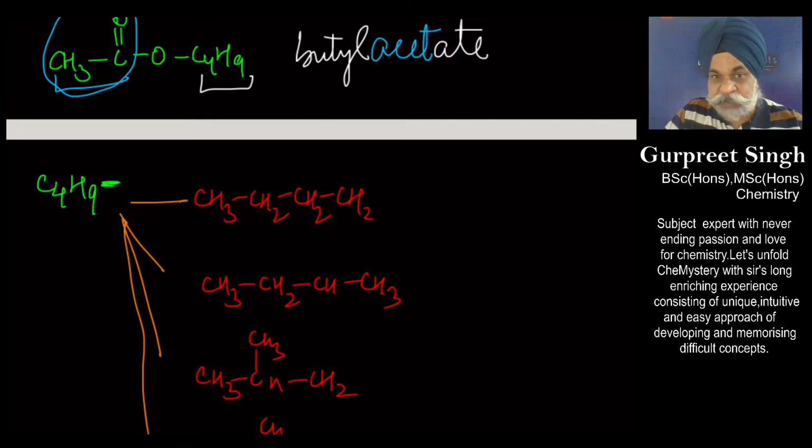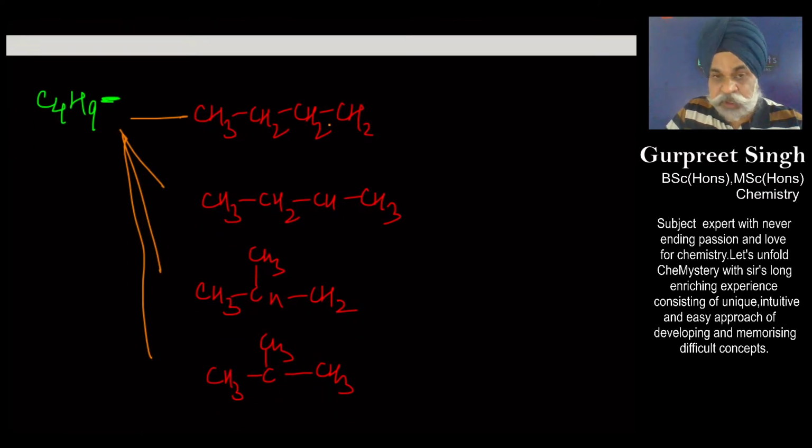Butyl radical can be available in 4 isomeric forms. One is this, and another is this, and another is this, and one is this. Now if I write their common names.